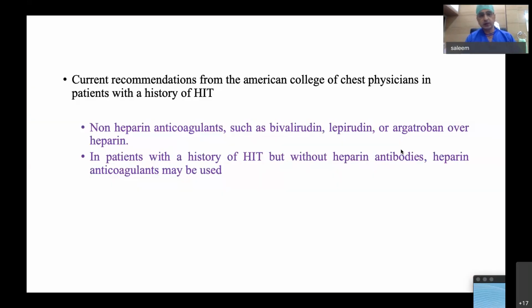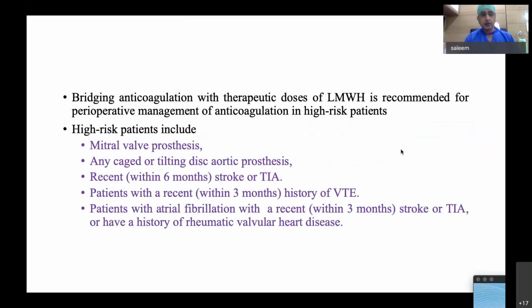Current recommendation of the American College of Chest Physicians in patients with a history of heparin-induced thrombocytopenia: non-heparin anticoagulants such as bivalirudin, lepirudin, and argatroban should be given over heparin. In patients with a history of heparin-induced thrombocytopenia but without heparin antibodies, heparin anticoagulant may be used.